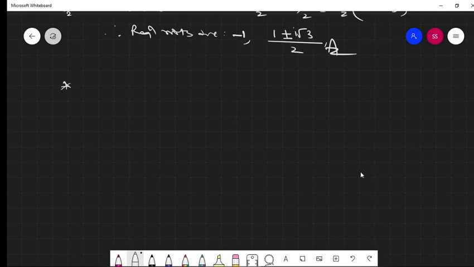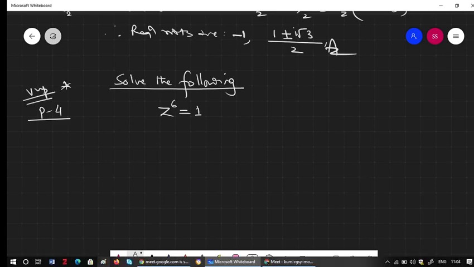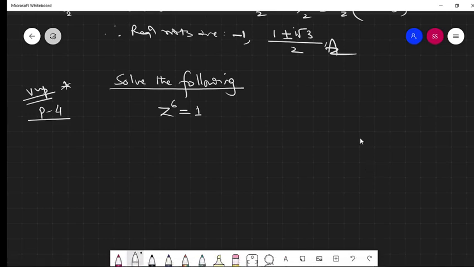Next instruction is solve the following. This is problem number 4. z to the power 6 equal 1 is given. It is also a very important question. So we have to solve this. z is the sixth root of 1. So in that way we have to think.